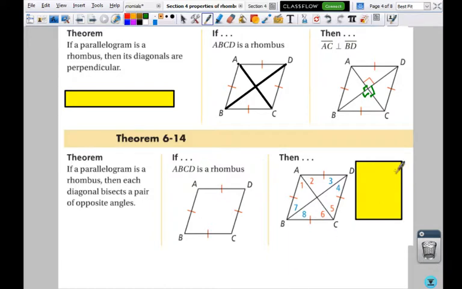So, if you have a rhombus where the diagonals meet in the middle, they are all 90 degrees. All 90. You sure? I am. Are you positive? 100%. Are you negative? No. Oh, that's alright. Sometimes. I'll take that. And then, if you have a rhombus, each diagonal bisects a pair of opposite sides.